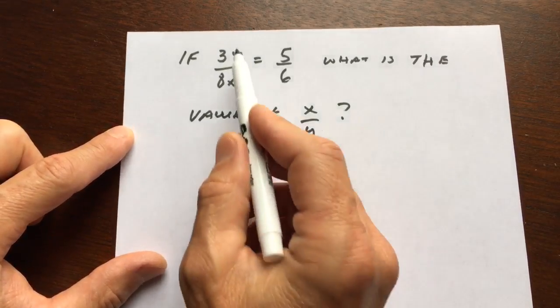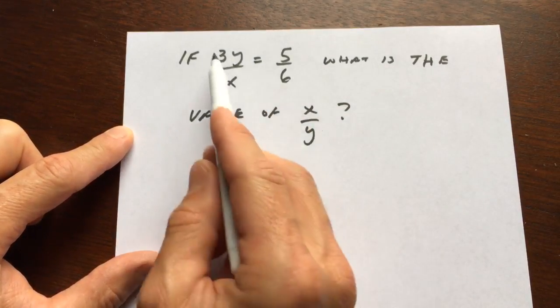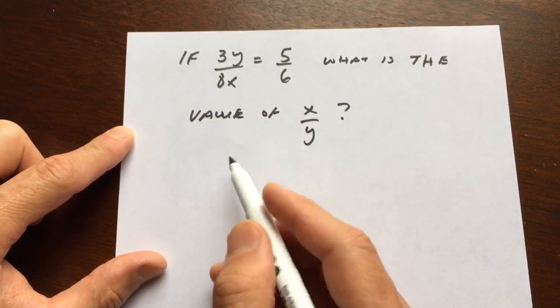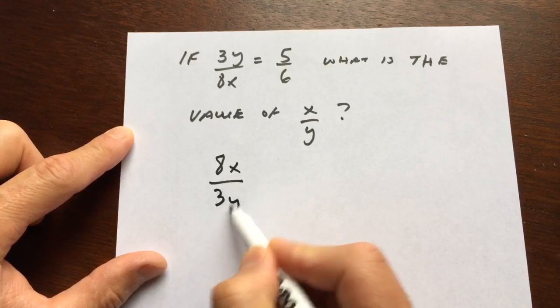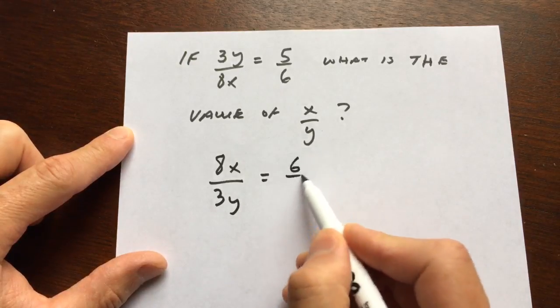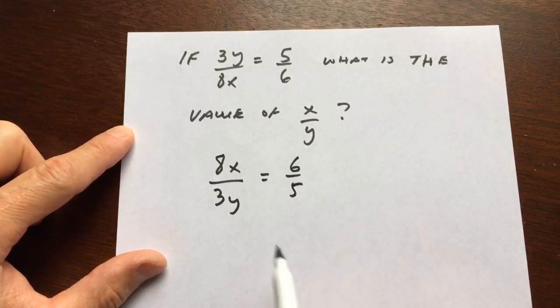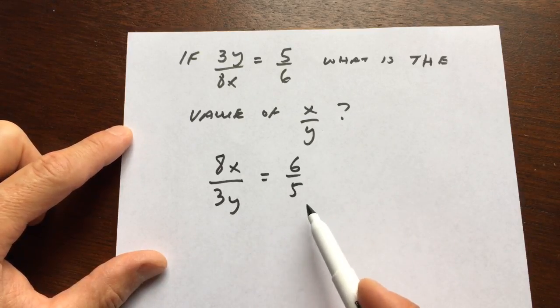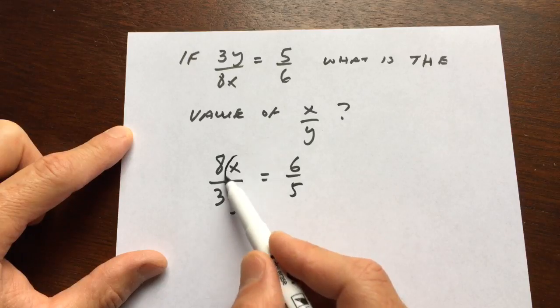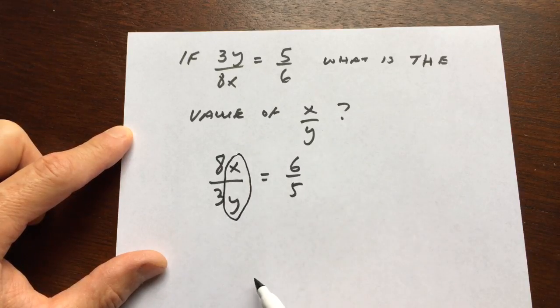So our goal here is to get x over y, but right now you can see we have y over x. So what I'm going to do is flip the left side of the equation over. But if I do that to the left side, I have to do that to the right side. That's one of the properties of proportions: if you take the reciprocal of the left, you take the reciprocal of the right. Now we want to end up with just this part right here, x divided by y.